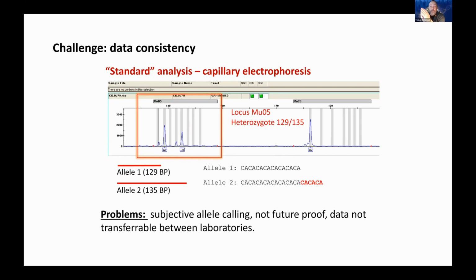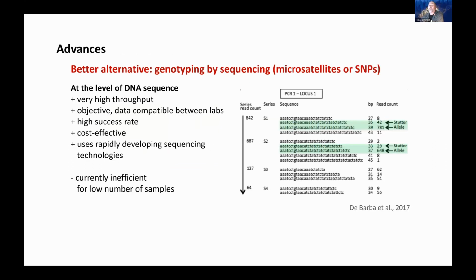The main one is subjective allele calling. So a genotype that you get will depend on the machine and on the person that's doing the genotyping. This makes data transferability between laboratories problematic, but also means that ensuring data consistency down the road is an issue. So, for example, if a technician changes or a machine changes, data needs to be recalibrated, and it's definitely not future-proof.